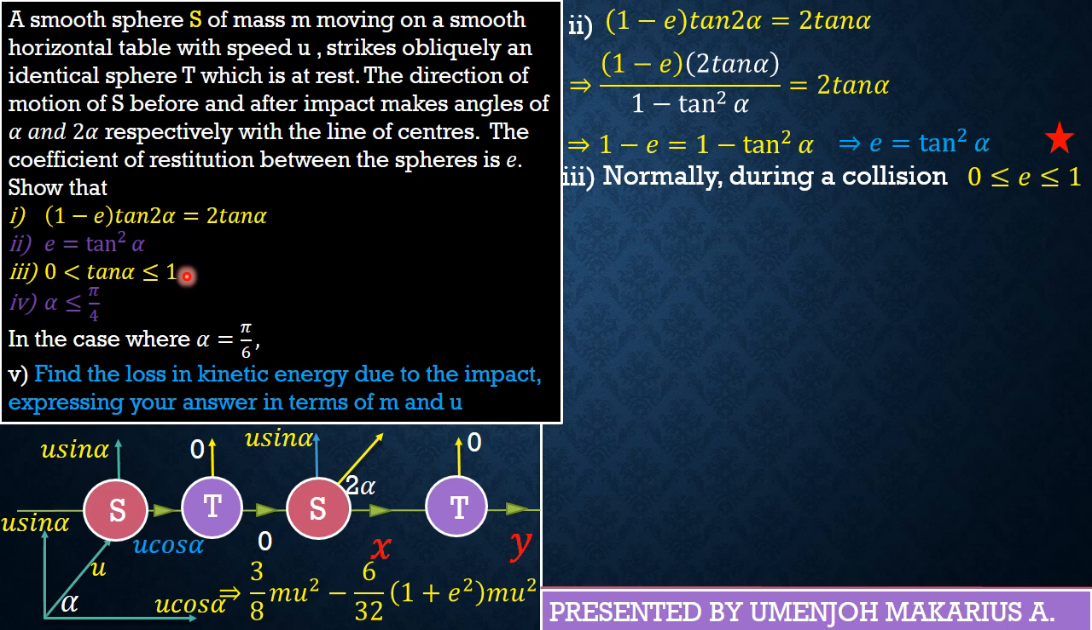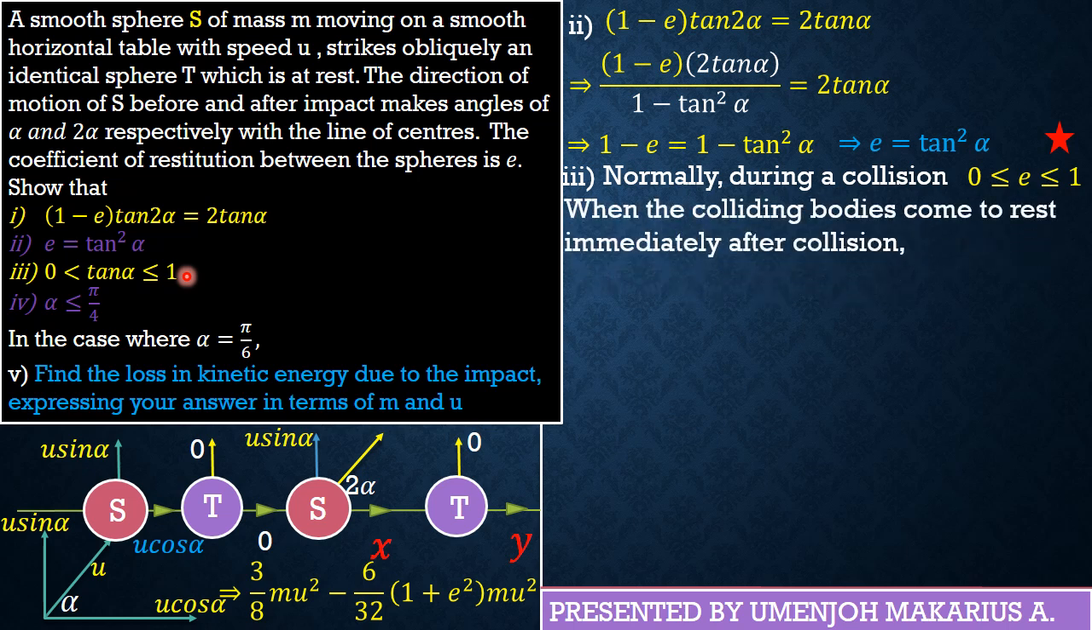We should also know that when the two colliding bodies collide and come to rest immediately after impact, we can tell that our e in this case is 0. But in this scenario, we're told that this sphere T was at rest, right? And as soon as sphere S collided with sphere T, they both were in motion, right?